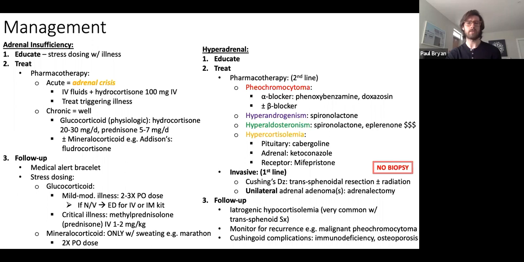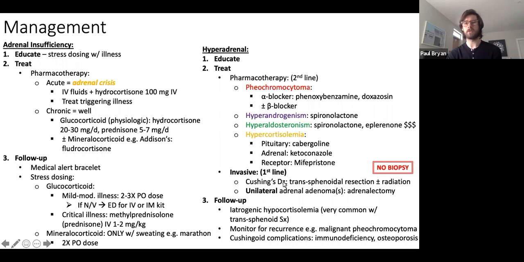So again, as with everything, you want to educate the patient on what this is, why it is that we need to treat it, why it's important for them, and then you want to treat it. Now, typically you want to think about pharmacotherapy first, but with these conditions, so hyperadrenal symptoms or excess adrenal hormones, really the mainstay of therapy is actually surgical intervention, right? So this is first line. So you want to consider them for surgical intervention first.